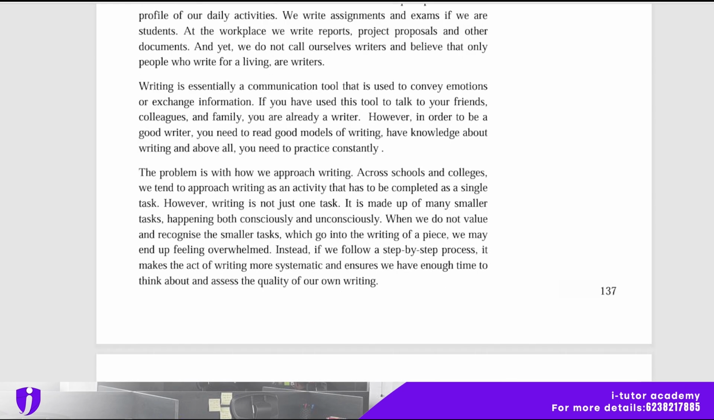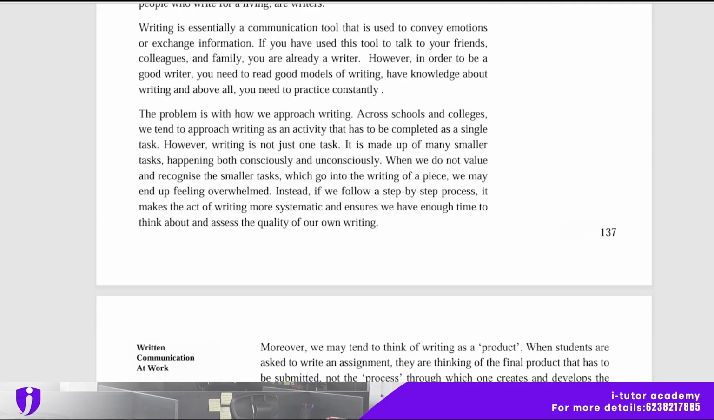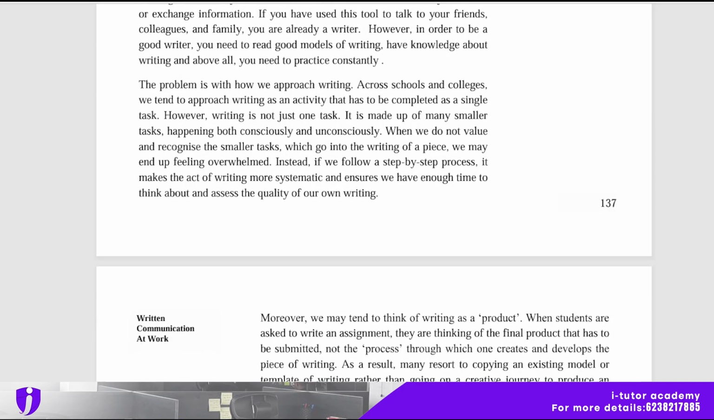Writing is essentially a communication tool that is used to convey emotions or exchange information. If you have used this tool to talk to your friends, colleagues and family, you are already a writer. However, in order to be a good writer, you need to read good models of writing, have knowledge about writing, and above all, you need to practice constantly.